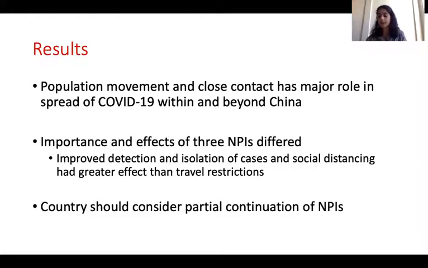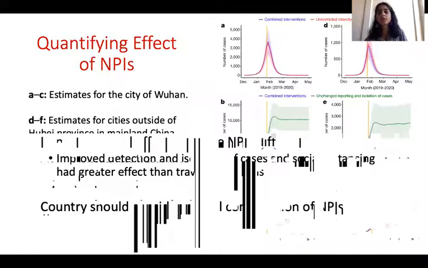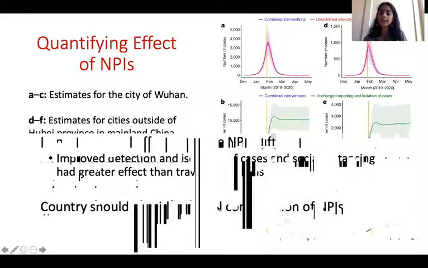So looking at some of the figures that they show in the results, I found these pretty useful to illustrate the effects that they found. So in these figures, A, B, and C show the effect of combined interventions versus getting rid of one of the interventions for the city of Wuhan, and D through F show the same estimates for cities outside of the Hubei province in mainland China. But I'll talk about all of the results together because there isn't too much of a difference between them.